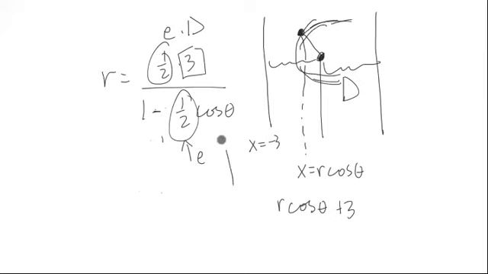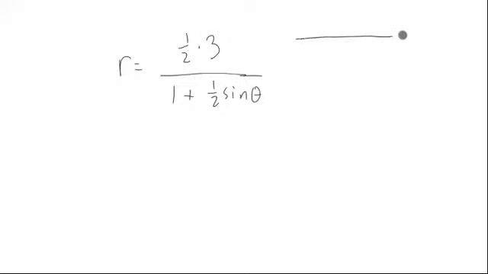The cosine tells me I'm dealing with x values. So what if we had r is equal to 1/2 times 3, over 1 plus 1/2 sine theta? Then everything would be the same, but with the directrix above at 3 again.